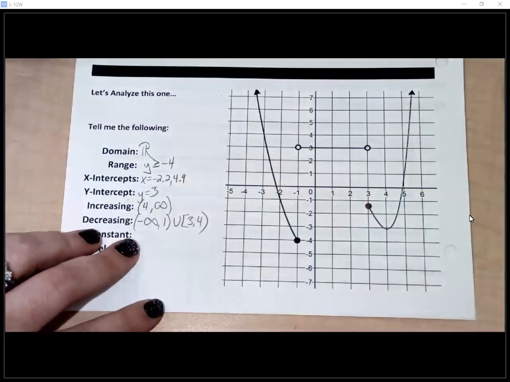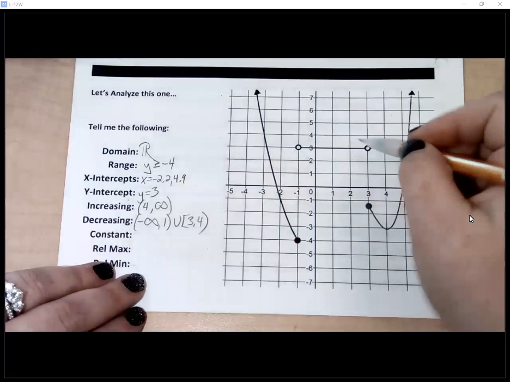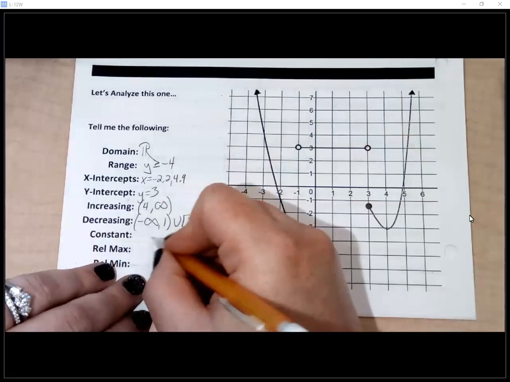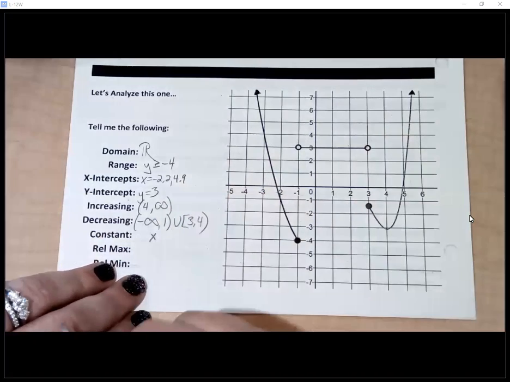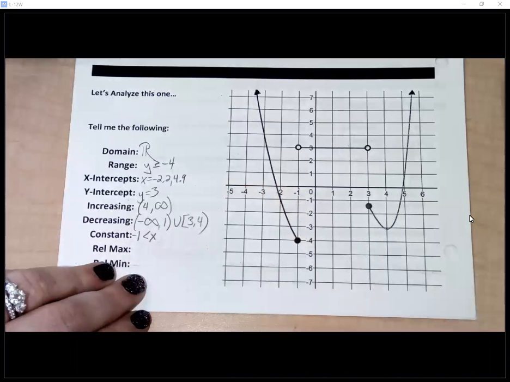Where am I constant? I do have a section where I'm constant. When x is greater than -1, but not equal to it, right? Because it doesn't exist there. All the way up until 3.